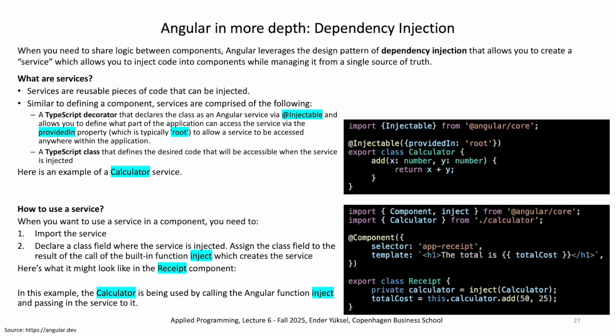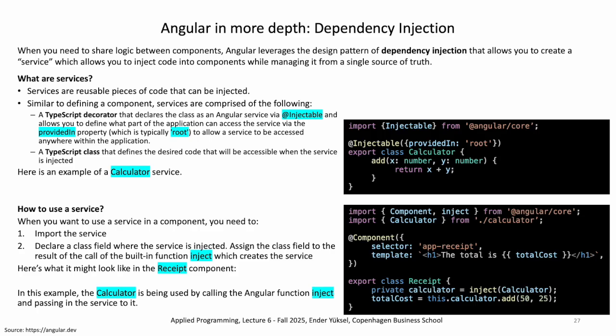Template displays the total cost value using interpolation with double curly braces. Then we inject the service using the inject function to get an instance of the calculator service. It stores it in a private property called calculator. Angular's dependency injection system automatically provides the service instance, and here private means this property is only accessible within the class.